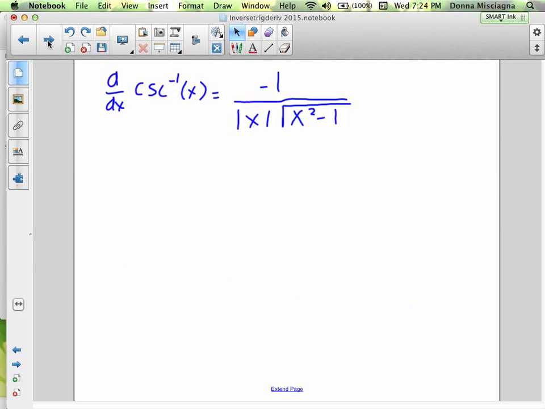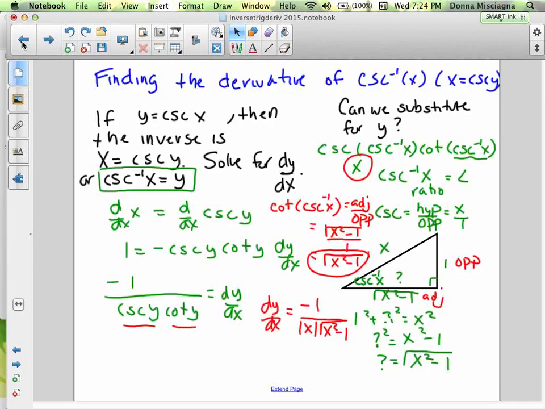And again, hopefully that made good sense to you. You can always watch me again, slow it down, watch it one more time. But I think once you've seen cosecant derived, once you've seen arc secant derived, watching arc cosecant wasn't too much different.